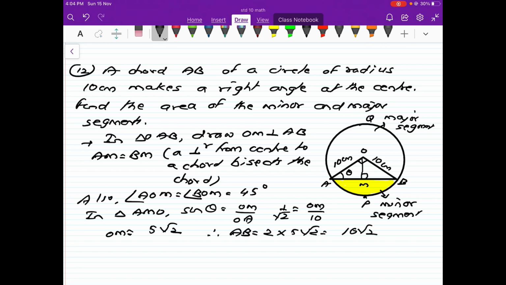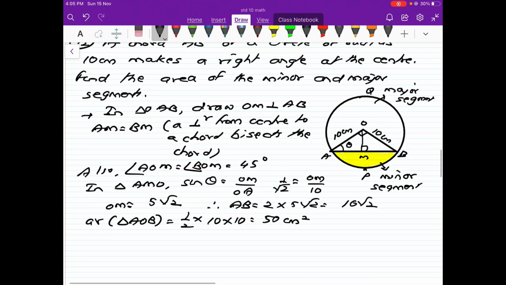Now we can find the area of the minor and the major segments. So area of triangle AOB is equal to half into base into height. So the base now is 10 root 2 into the height. We can take it from this side. There, half into 10 into 10 means 50 centimeter square.